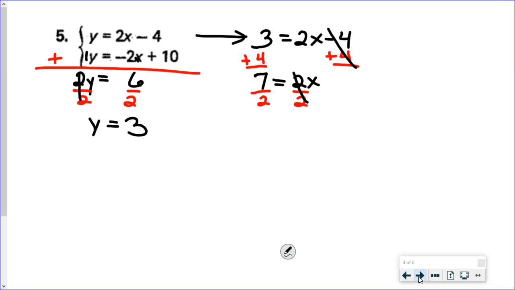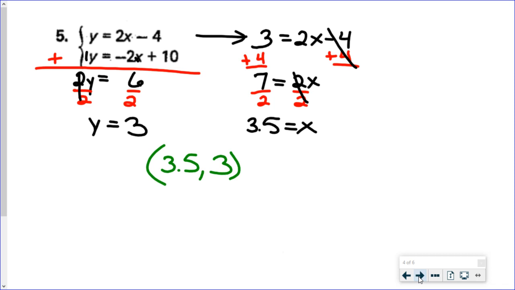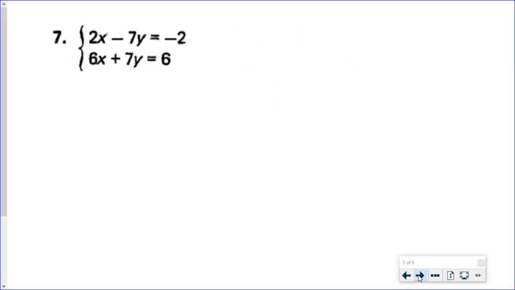And in my calculator, I just do 7 divided by 2. And that's 3.5. And you can have decimals now. You have a calculator. It's okay. So this would be the ordered pair (3.5, 3). Okay. Remember, x goes first. This is why I wouldn't graph this one. Not easy at all. Okay, my last one again, number 7.